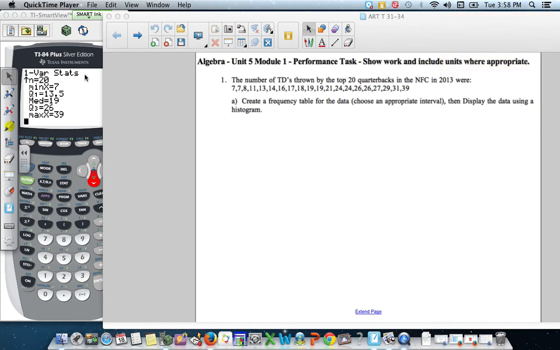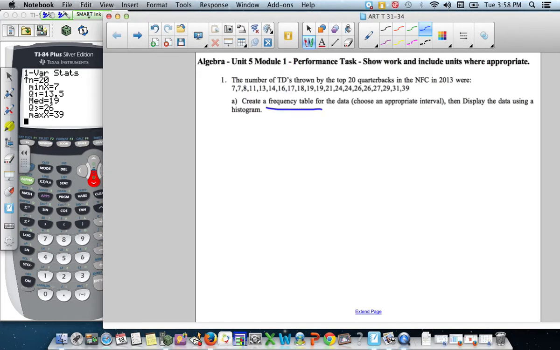All right, the first thing we're going to do in order to do the first page of the assessment readiness test is to create a frequency table. You get to pick in a frequency table the intervals for the number of touchdowns. I would suggest choosing something that is convenient.